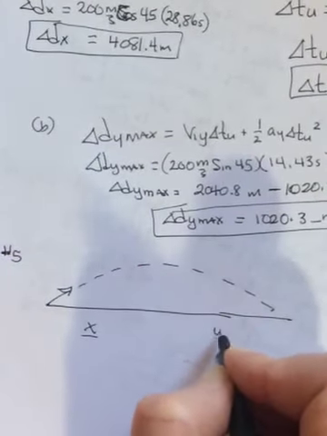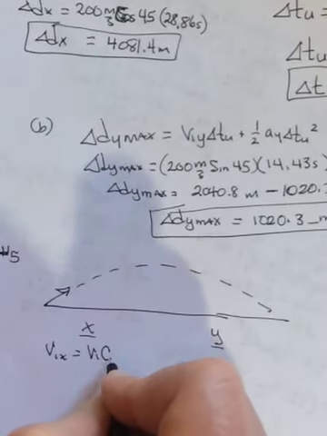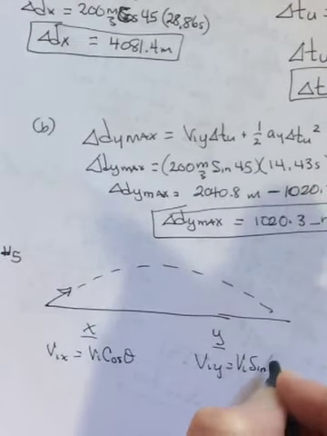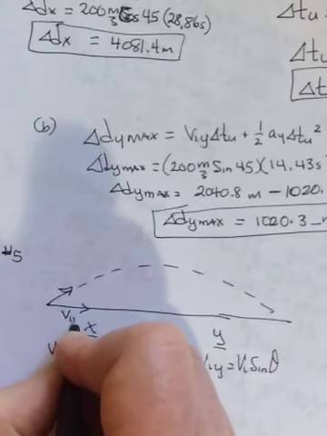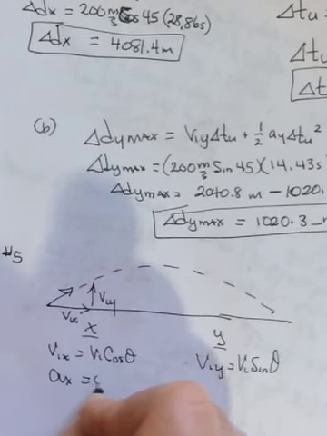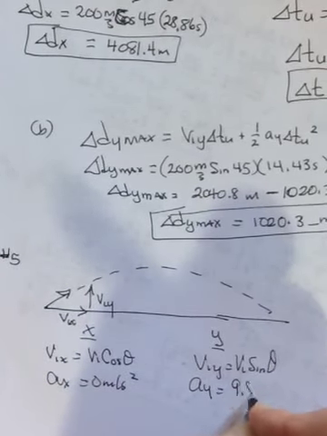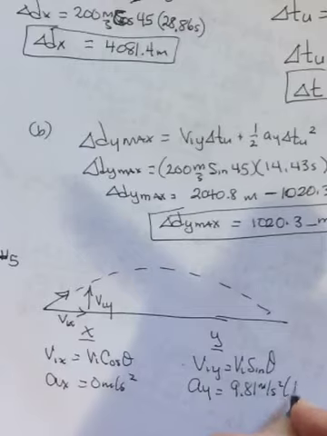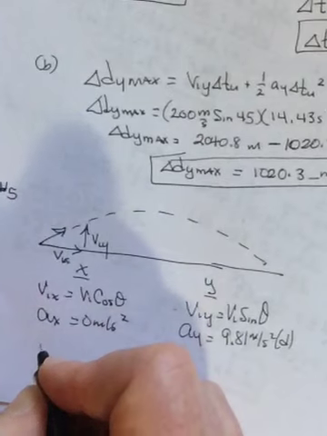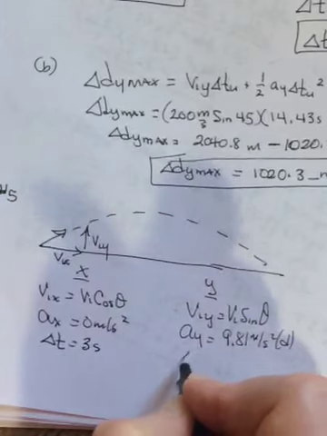We have our x direction, we have our y direction, we have our VIX is equal to VI cos theta, and our VIY is equal to VI sine theta, right? Because here's x and here's y. We know our AX is 0, and we know our AY is 9.81 meters per second squared, and that's down. And so it says it's caught exactly 3 seconds after it is thrown. So delta t for both sides is 3 seconds.